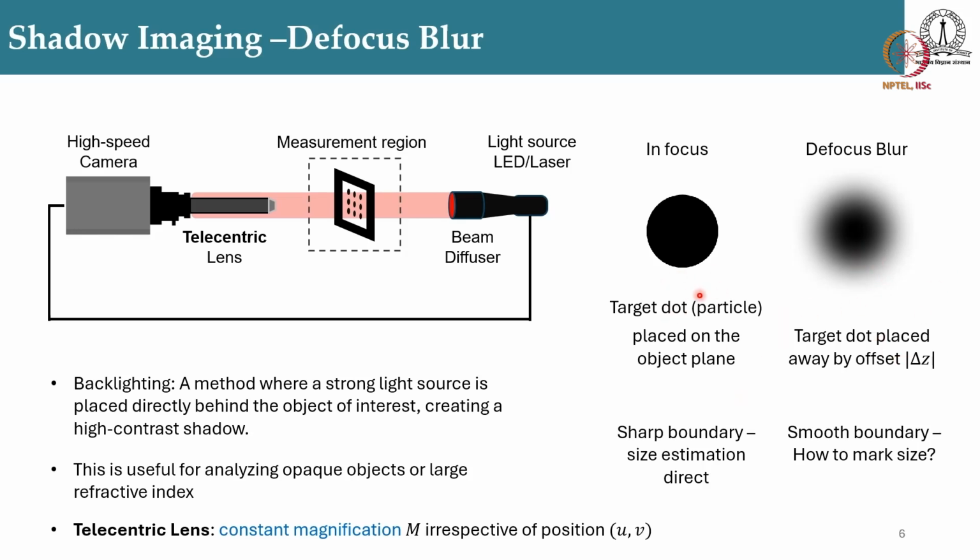So here you have sharp boundaries and it is very easy to estimate size, because you can directly take the diameter, right? Or you can estimate the area and use the formula square root of A by pi, something like that, to get an equivalent radius. But here you don't have any boundaries to detect the size, right? So the boundary is extremely smooth. So how will you mark size here? So that becomes a challenge.